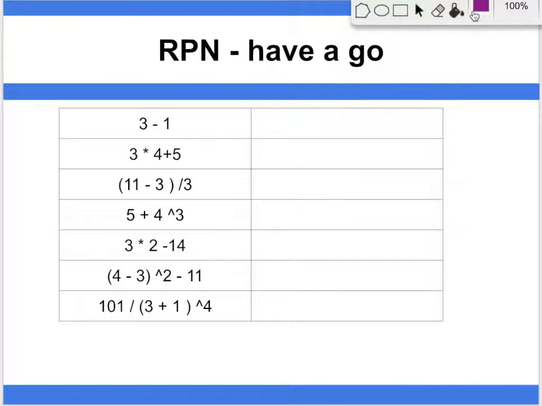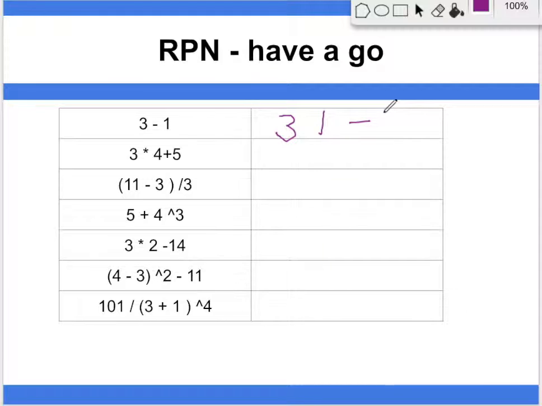So with the first one, it's probably the most straightforward type of reverse Polish notation or infix to postfix expression we can do. All we're simply going to do is move the operator to the end of the sequence, so it's going to become 3, 1, and then minus as an answer.